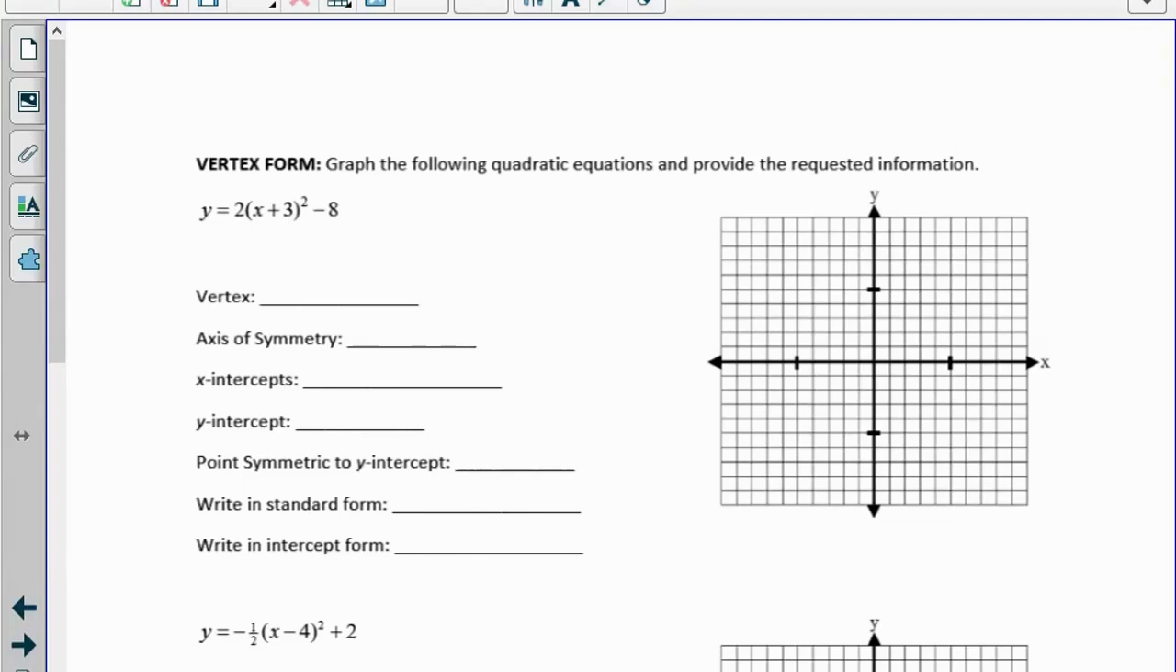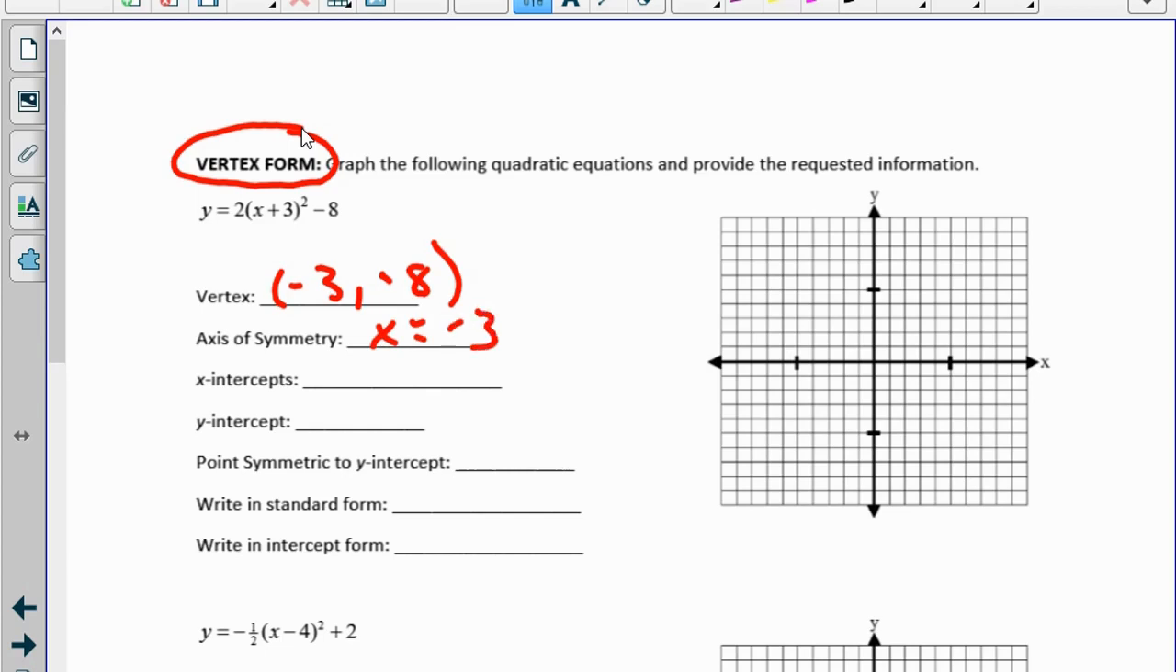We're going to graph vertex form now. So we're going to graph quadratic equations when we're given them in vertex form. Y equals 2 times x plus 3 squared minus 8. The vertex is at -3, -8. That's pretty clear. The axis of symmetry is at -3.